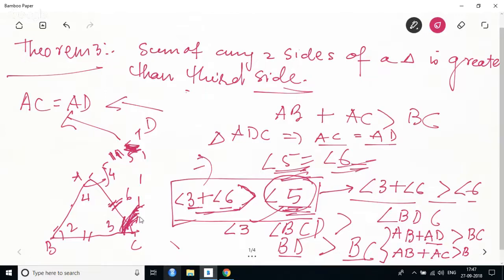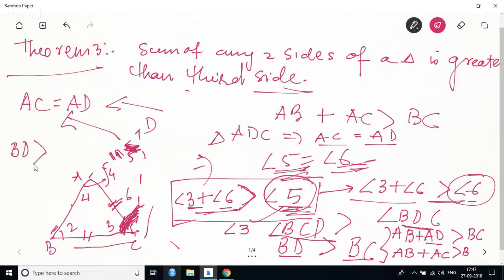Now try to understand this particular angle: 3 plus 6 would be greater than angle 6. Now angle 6 is equal to angle 5, so I am taking angle 5. What is 3 plus 6? Angle BCD is equal to angle BDC. So 3 plus 6 is this complete angle BCD. I have written BCD, and angle 5 is angle BDC. So I have taken angle BDC. Opposite to BCD, this complete side BD is coming.